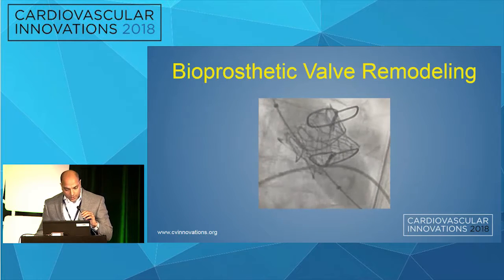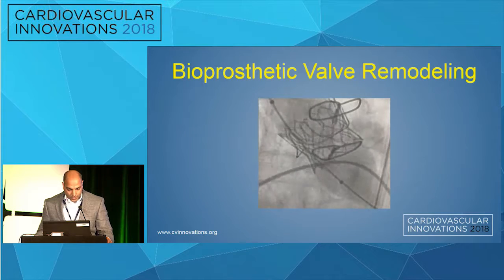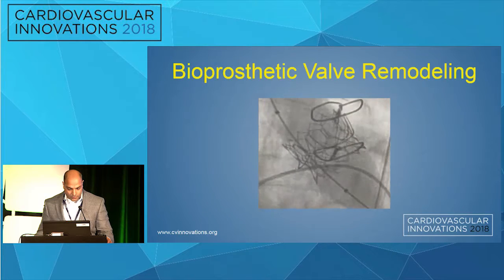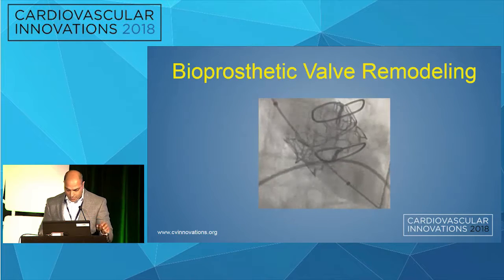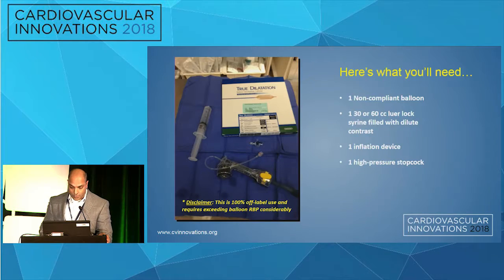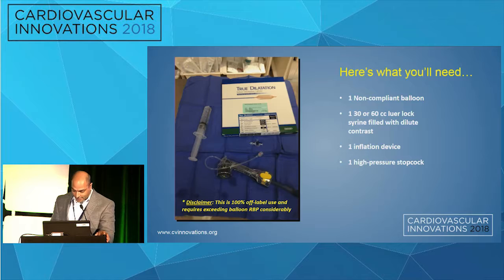So remodeling, here's just a video. Look at this old CE valve and look at how much it stretches with a high pressure inflation. The waist is completely gone at the end of this. So this is very doable, okay? You just need to know what valve you're treating and where it falls in the spectrum. What you need is a non-compliant balloon, a large syringe, an inflation device, and a high-pressure stopcock. We have the little notation here that this is off-label.